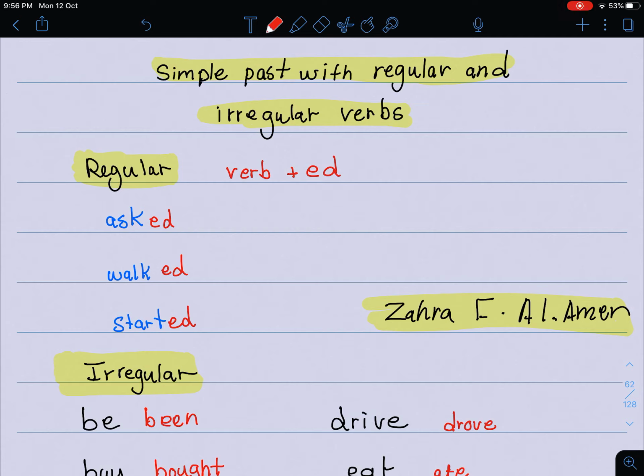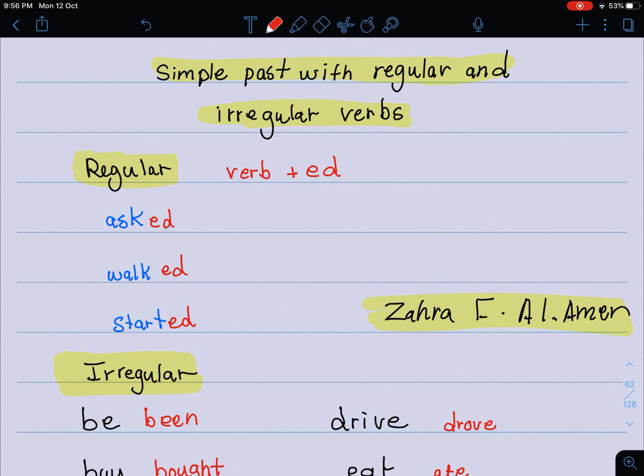Now as for the simple past, we have regular verbs and irregular verbs. The regular ones follow a certain rule, for example here the rule is verb plus ed: asked, walked, started. Of course you have to be careful with the pronunciation of the ed. Sometimes it's pronounced T, sometimes it's D, sometimes it's ED, and we took it before.